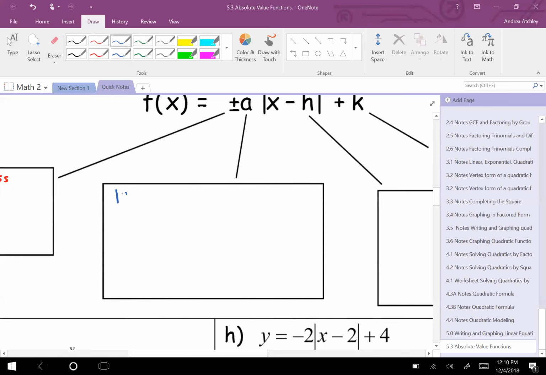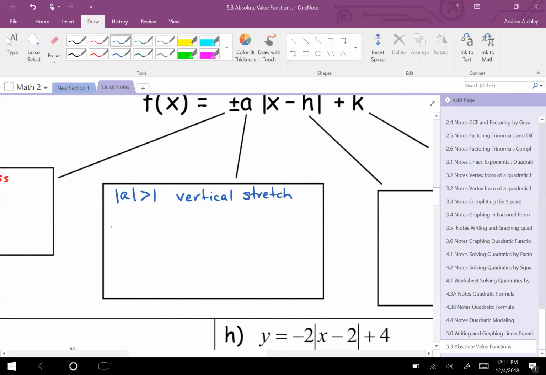If we have the absolute value of A greater than 1, so if it's 2, 3, 4, then this is a vertical stretch. It's a vertical stretch. For the plus sign, you don't need to put the plus, because it doesn't change.